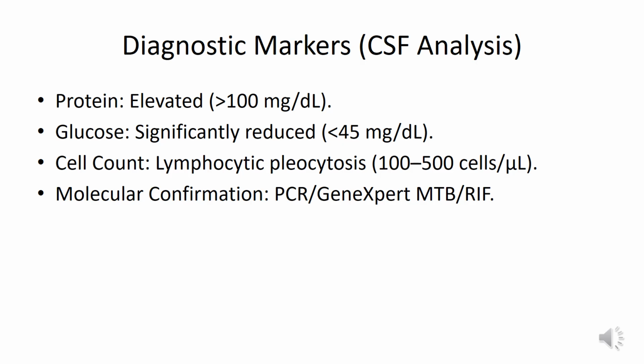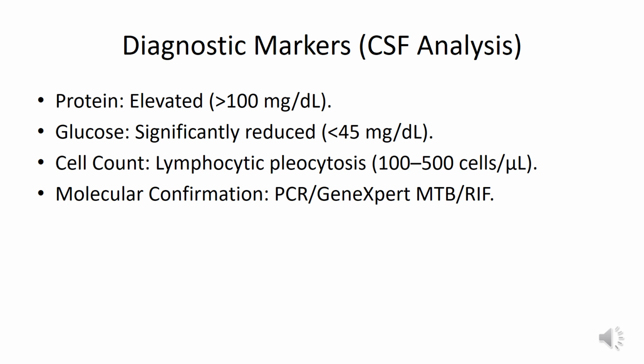A typical finding is lymphocytic pleocytosis, which means there is an increased number of lymphocytes in the fluid. Cell counts usually range from 100 to 500 cells per microliter. This pattern reflects the body's immune response against the tuberculosis infection. While these CSF findings strongly suggest tuberculous meningitis, laboratory confirmation is essential.